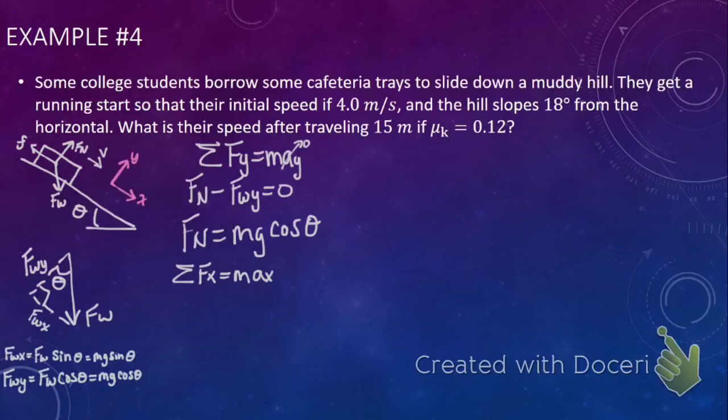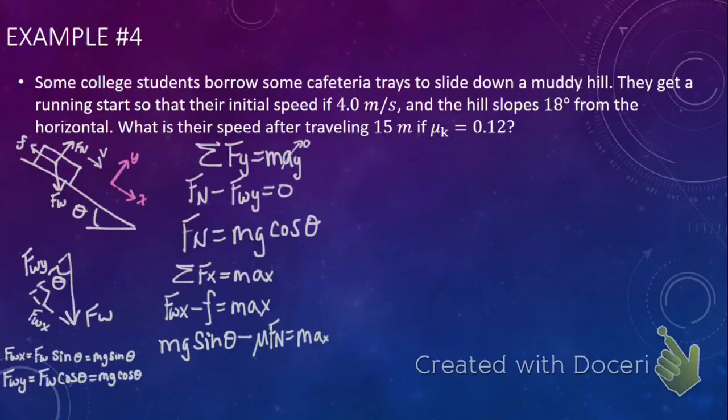So then we have our x component of the weight, which is down the surface of the hill. So that is positive in this particular case, minus our friction, which is opposing our motion. Okay. Remember that our x component of our weight we already established is mg sine of theta, minus our friction, which is going to be mu times our normal force, is equal to our mass times our acceleration in the x direction.